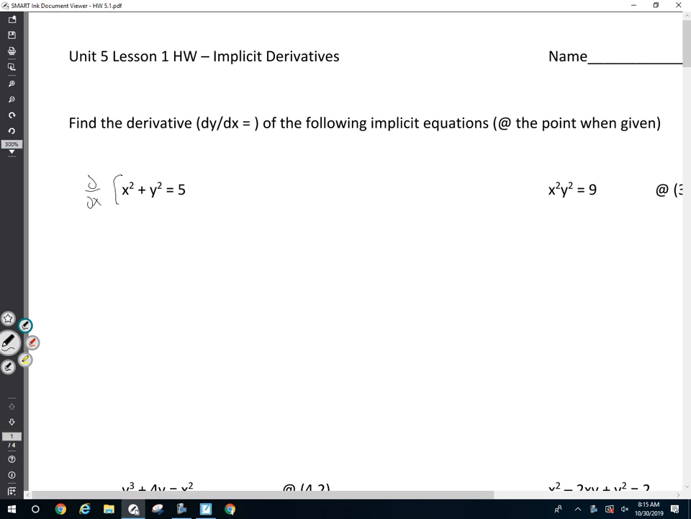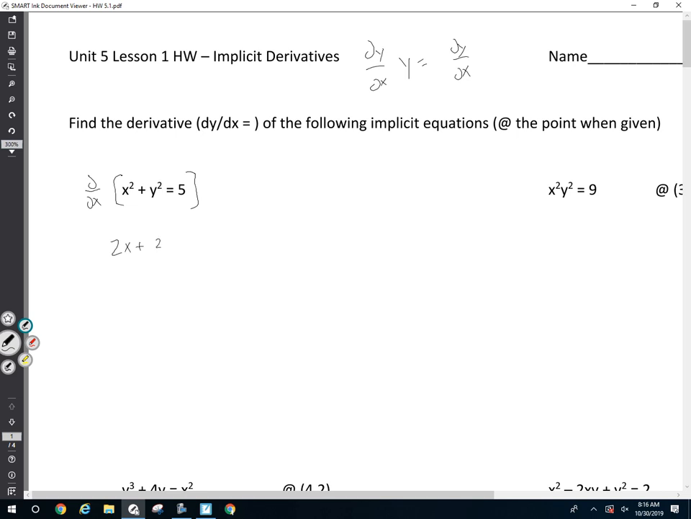All right, so to go over the procedure, we start by taking the derivative of everything. The key thing we need to remember is that the derivative of y, we say, is dy/dx. Okay? But if we have something other than just y, like y squared, we need to use the chain rule.